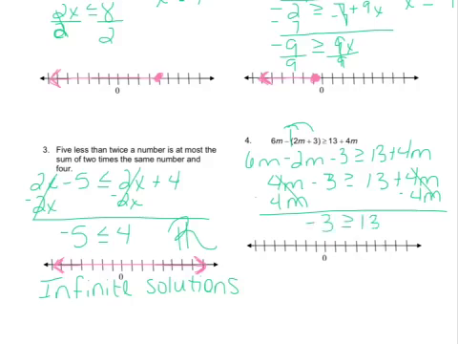Well, since negative 3 is really not greater than or equal to 13, that's not a true statement. This is where I get to say that I have no solution, because there's not a number I can plug in that's going to work. So this one doesn't have an answer, because I have a thing that doesn't make sense at the end. Negative 3 is not greater than 13, so it doesn't make sense. It's not true, so I have no solution.